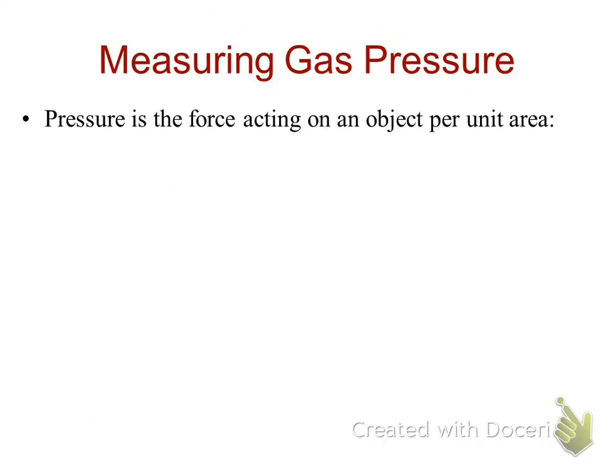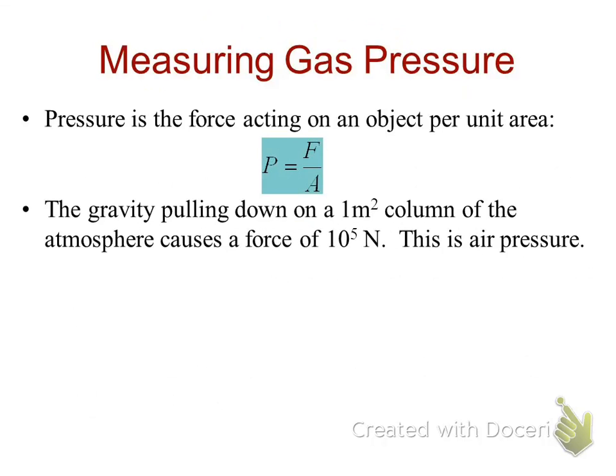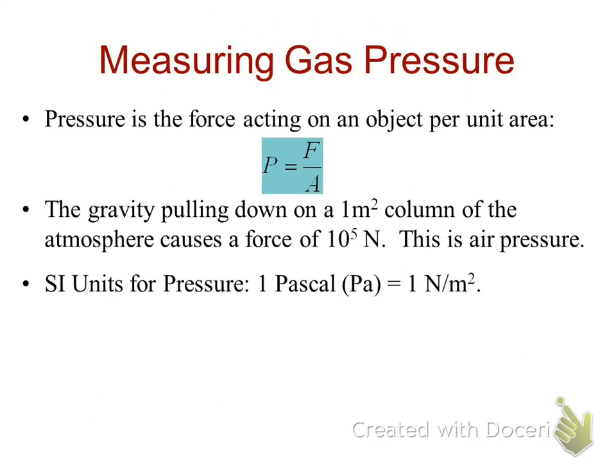Now, how do we measure gas pressure? Well, pressure is the force acting on a certain area. In terms of what we're looking at here, we have the SI unit that we're going to utilize, which is called 1 Pascal, which is going to be 1 Newton per meter squared. Newton being our force unit and meter squared being our area.